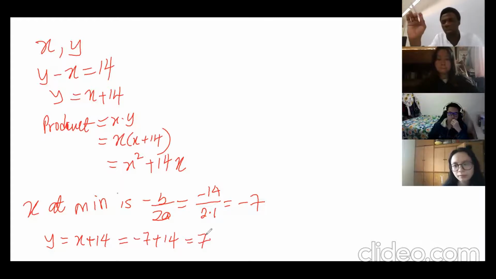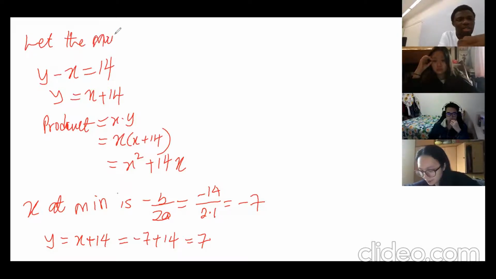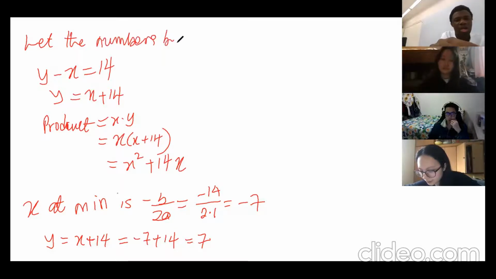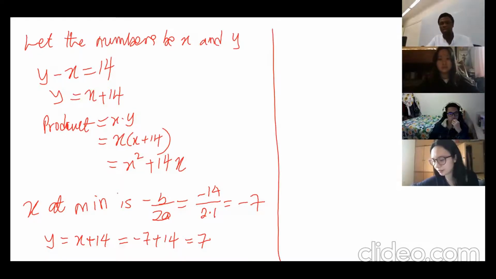The numbers from the beginning, you said, let x and y be the numbers. That was the first thing you mentioned to me. Let the numbers be x and y. That's what you said. Do you remember saying that, Leo? Yes. Aha. Let the numbers be x and y. So x and y are your numbers. After getting your x, all you have to do is get your y.